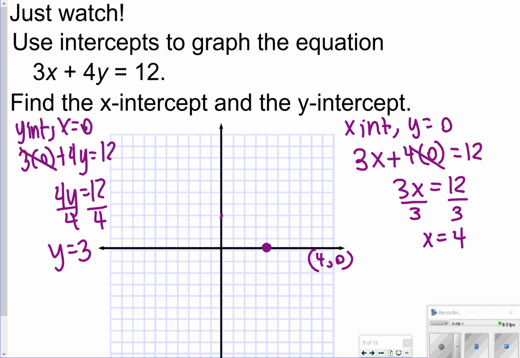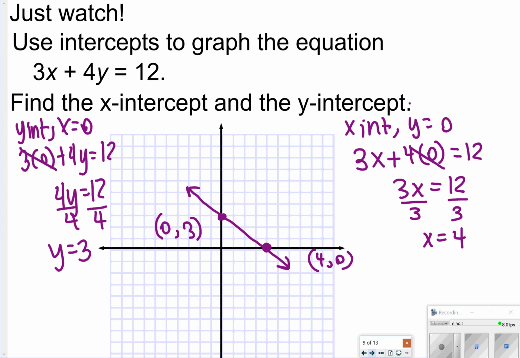So I'll go up to 3 on the graph. This is point 0, 3. Now that I have these 2 points, I can go ahead and connect the points. And now I've just made my graph using the x and y intercepts in standard form.